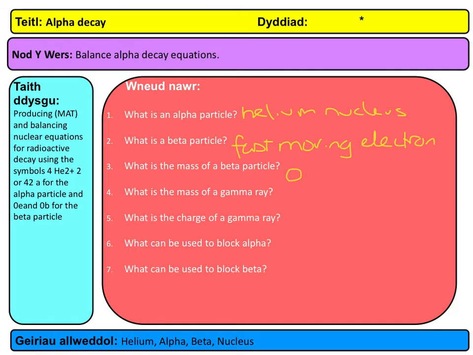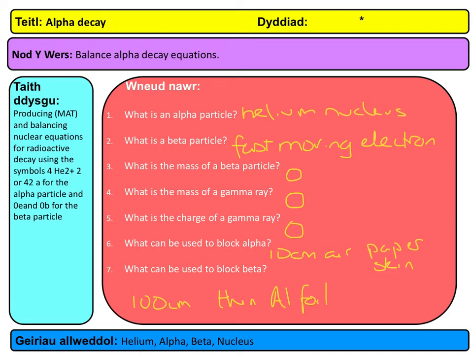Mass of a gamma ray is also 0. Charge on a gamma ray is 0. If we were talking about an alpha particle, that would have a charge of +2, and a beta particle a charge of -1. Okay, what can be used to block alpha? So we can have 10 centimeters of air, paper, or skin. Okay, what can be used to block beta? About 100 centimeters of air, so 1 meter, or thin aluminium foil.